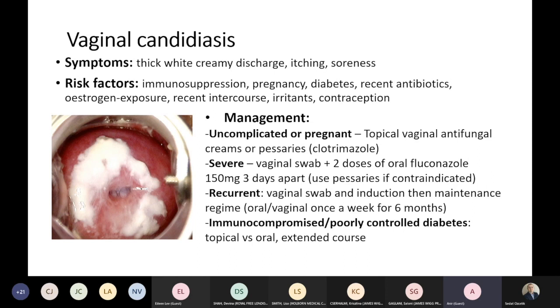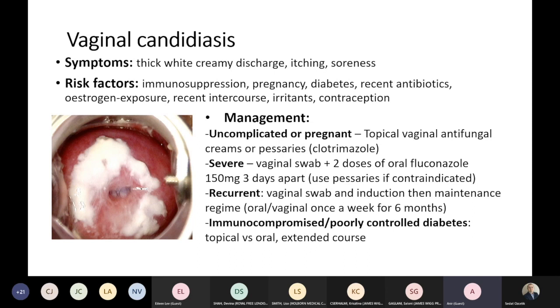There are some risk factors for it. It's more common in ladies who are pregnant or who have diabetes or who have a suppressed immune system, but it can also be more common with certain forms of contraception, so an estrogen exposure at certain times of their cycle. And although it's not a sexually transmitted infection, recent sexual intercourse episodes can predispose to thrush infections.